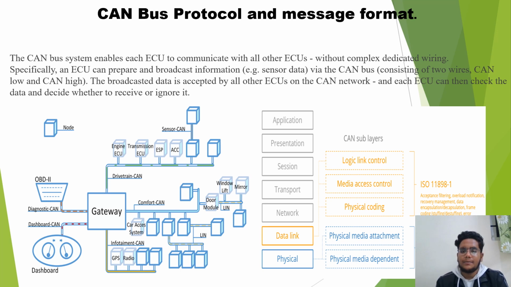Coming back to the CAN bus protocol and message format, the CAN bus system enables each ECU to communicate with all other ECUs without complex dedicated wiring. Specifically, an ECU can prepare and broadcast information, for example sensor data, via the CAN bus. The broadcast data are accepted by all other ECUs in the CAN network, and each ECU can check the data and decide whether to receive or ignore it.